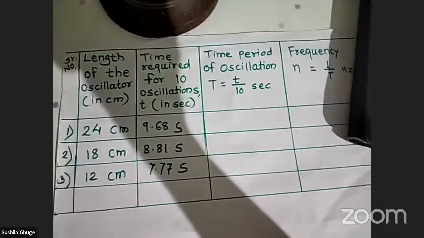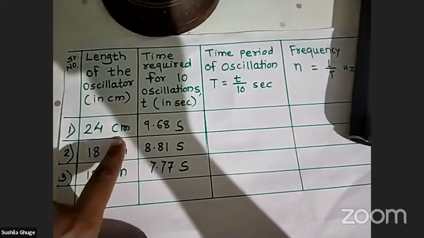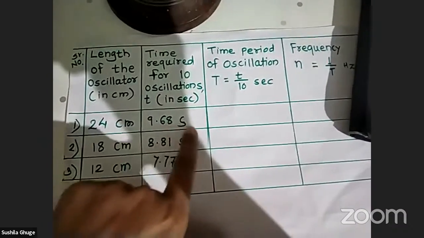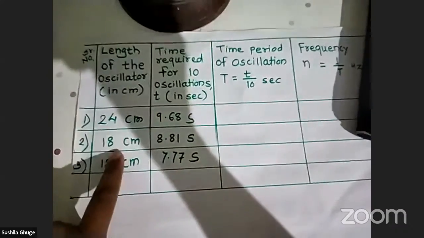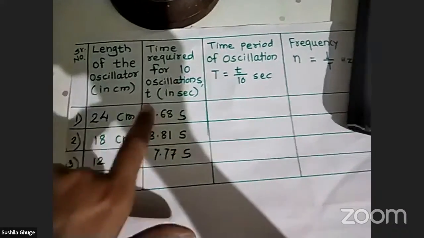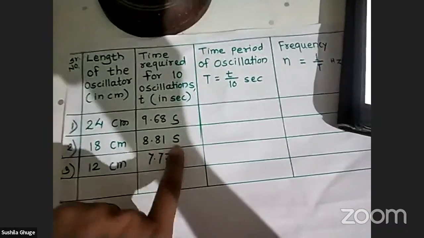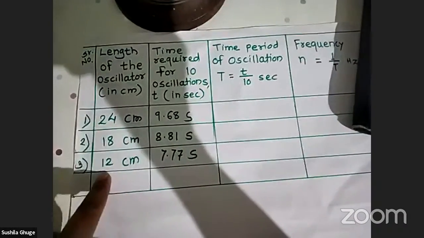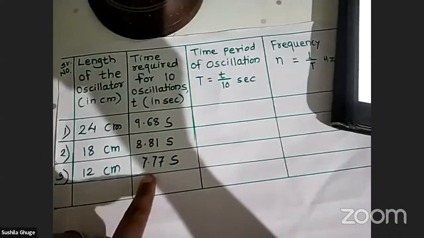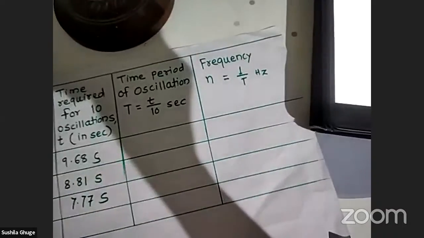First time the length of the oscillator is 24 centimeter and time required for 10 oscillations is 9.68 seconds. Second time the length of the oscillator is 18 centimeter and time required for 10 oscillations is 8.81 seconds. Third time 12 centimeter and time required is 7.77 seconds. Now we will do this calculation.